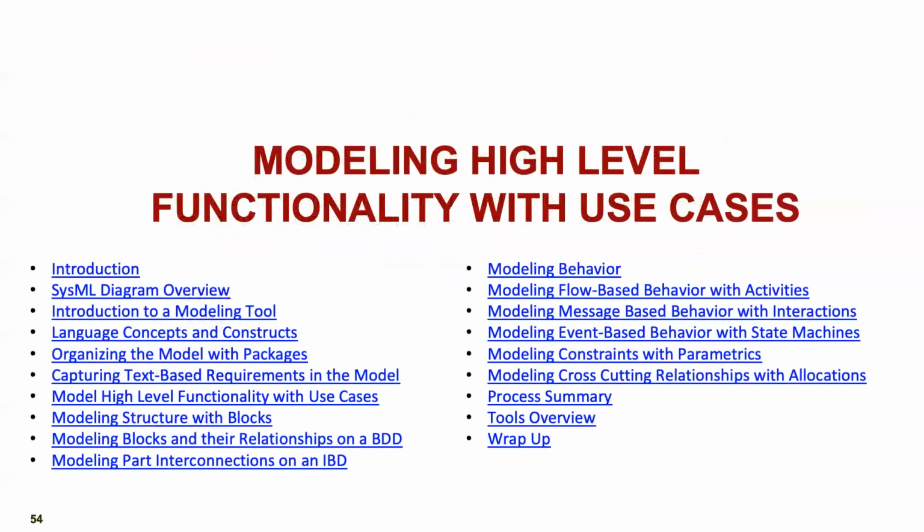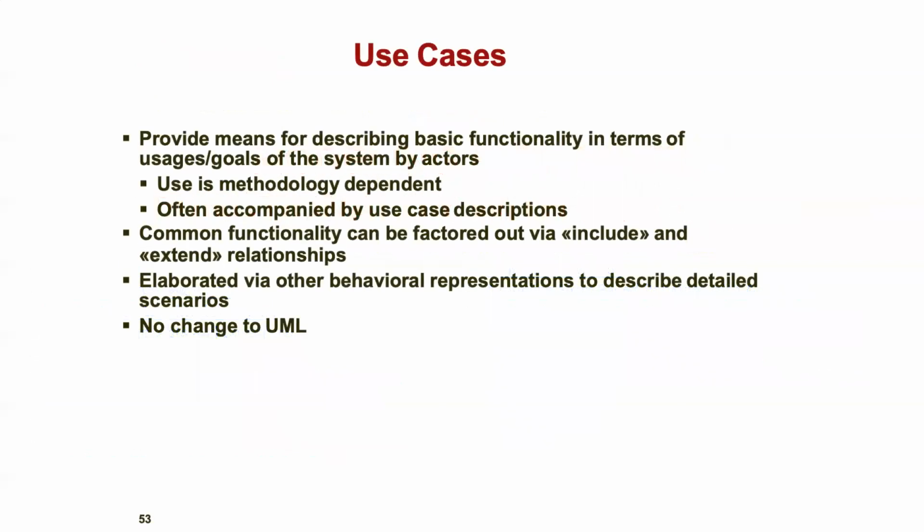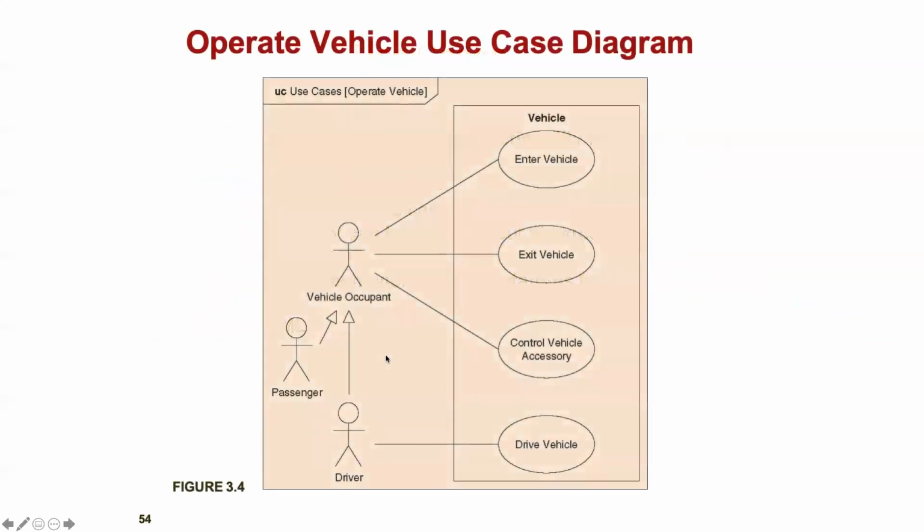So moving on, let's talk about use cases in more detail. This provides a means for describing basic functionality in terms of usages and goals of the system by actors. Common functionality can be factored out via the include and extend relationships, and it can be elaborated via other behavioral representations to describe detailed scenarios. And so this is the same as what you have in UML. So that's a good thing.